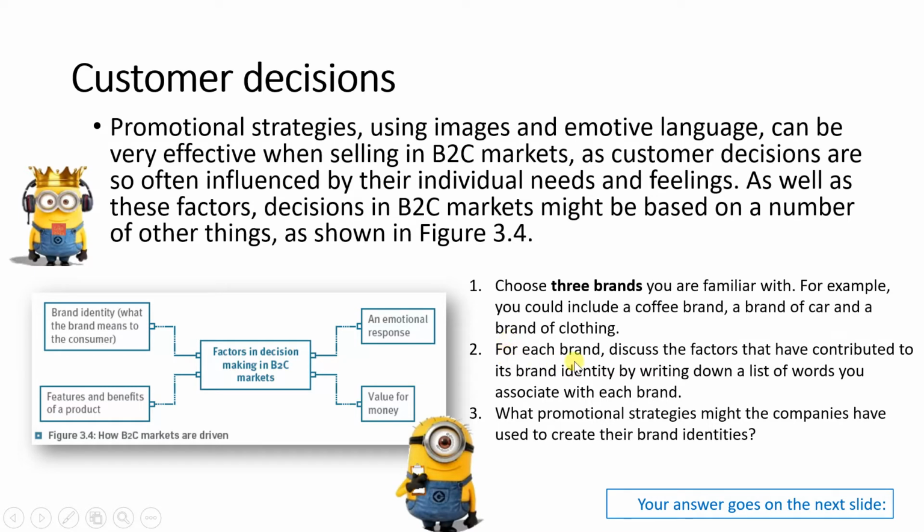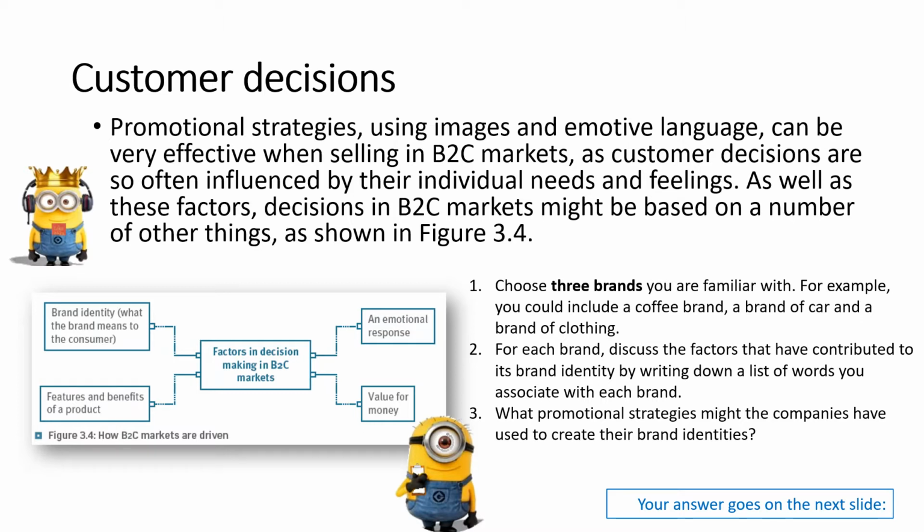Number 2, for each of the brands you choose, you're going to discuss the factors that have contributed to that brand identity by writing down a list of words you associate with the brand. What that means is, if you think of a brand, McDonald's, then you come up with words that you think help describe that brand. Now, this isn't about whether you like it or not, it's about the words you think help describe that brand. That's what number 2 is.